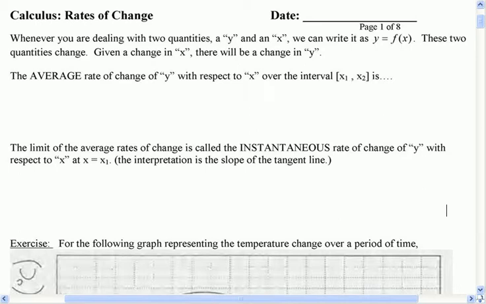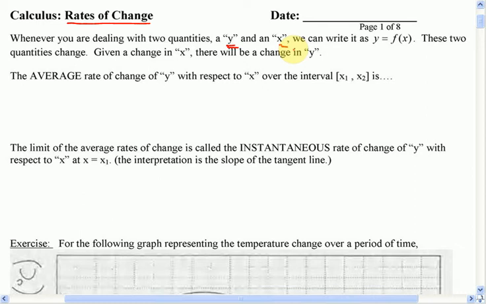Okay, so we're looking at trying to connect the idea of slope with this stuff in calculus. We're going to talk about something called rate of change. And remember, you're always dealing with two quantities, a y value and an x value. And we've done that before in grade 10. These two values now change in calculus. So given that x changes, there will also be a change in y.